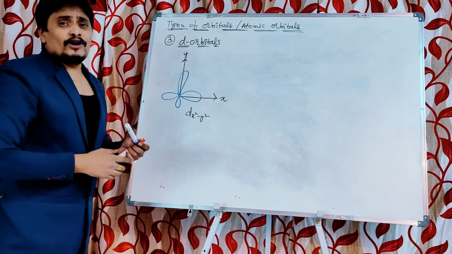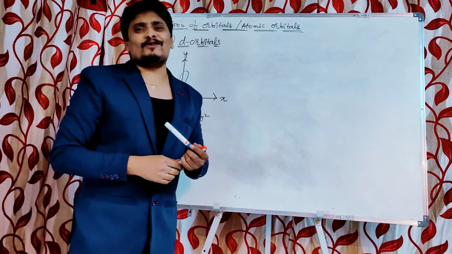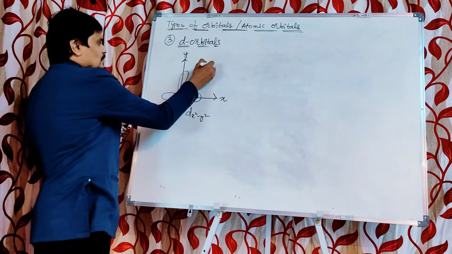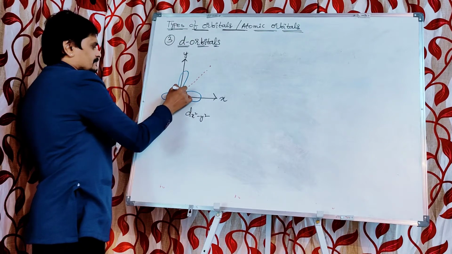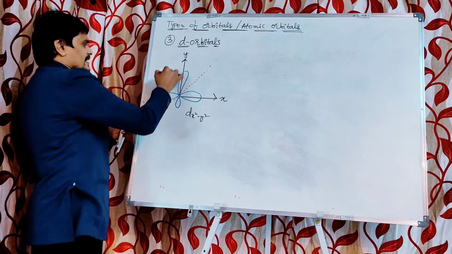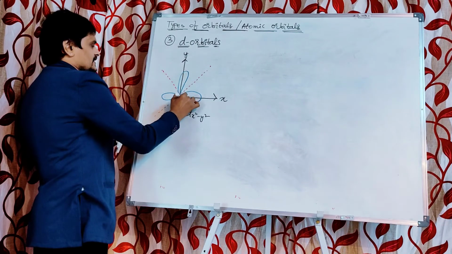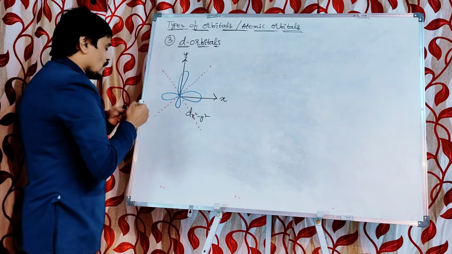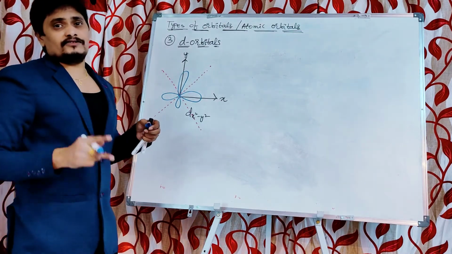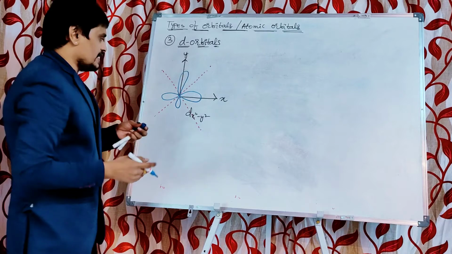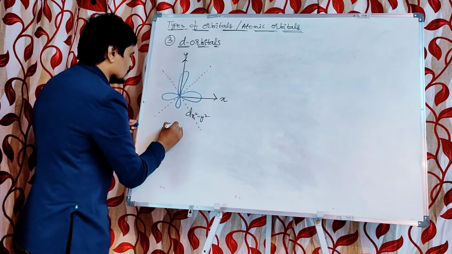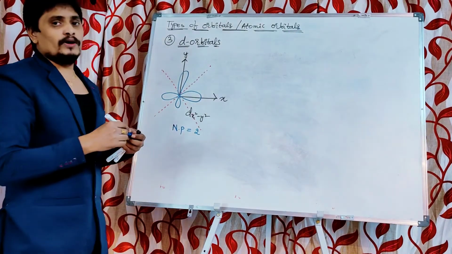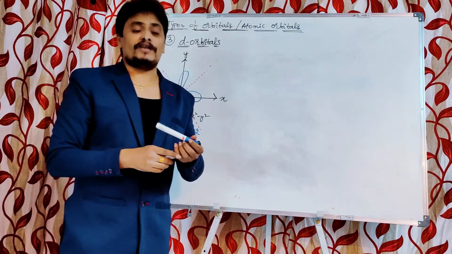Now, are there any nodal planes in this? We cannot designate the nodal planes, but there are two nodal planes. One is passing like this, another nodal plane is passing like this. So there are two nodal planes, students. In all the 5 d orbitals, the number of nodal planes is 2 only. Do remember this. So nodal planes in the case of dx square minus y square is also 2, just like the t2g set of d orbitals.